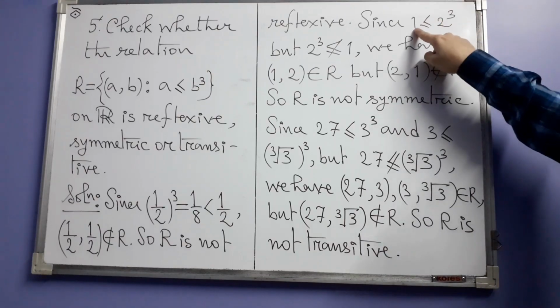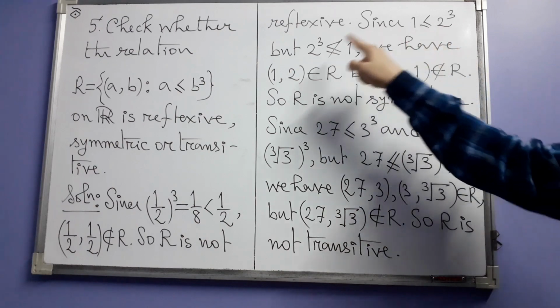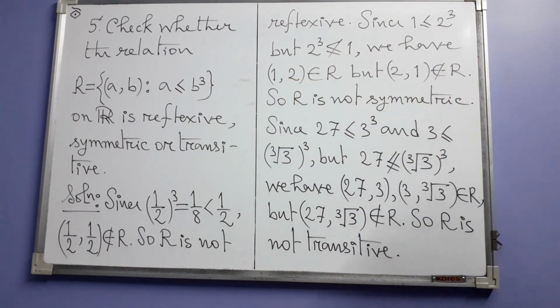Next, we note this. 1 is less than or equal to 2 cube because 2 cube is 8, but 2 cube is not less than or equal to 1. So (1, 2) is in R, but (2, 1) is not in R. So R is not symmetric.